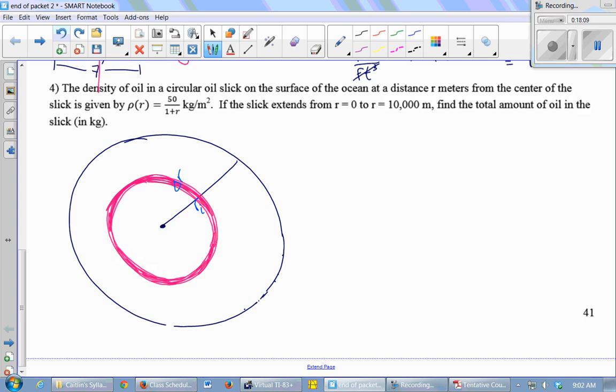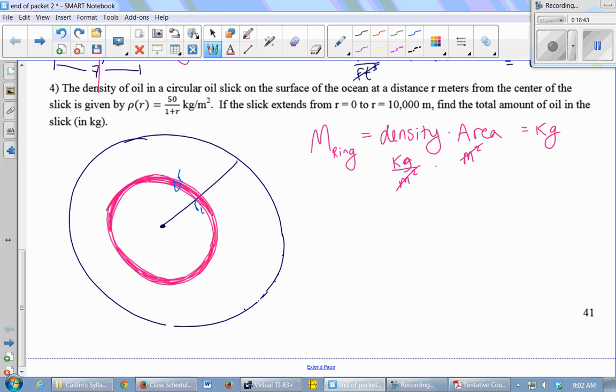Okay, so remember that we want the amount of oil in kilograms. So the mass of my ring, or my slice, however you want to call this, is density times area, right? Because density is being measured in kilograms per square meter. Area is being measured in square meters. So this will end up being kilograms, a mass.